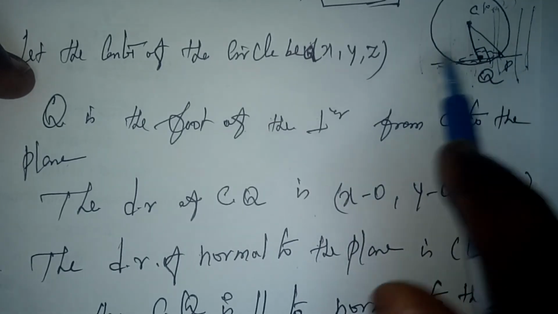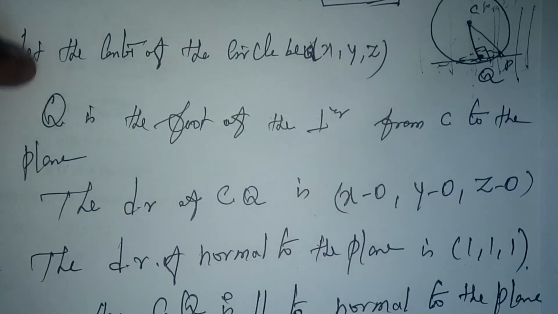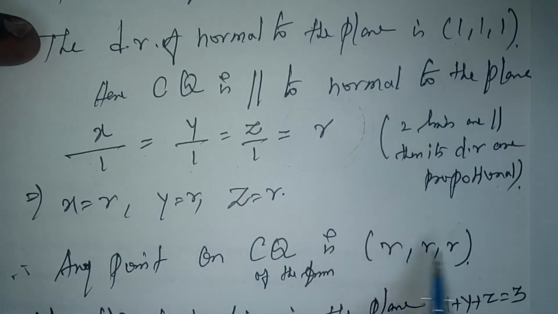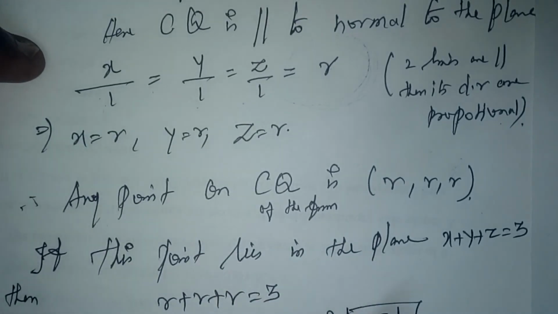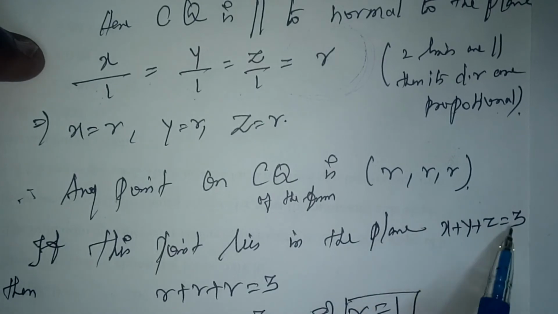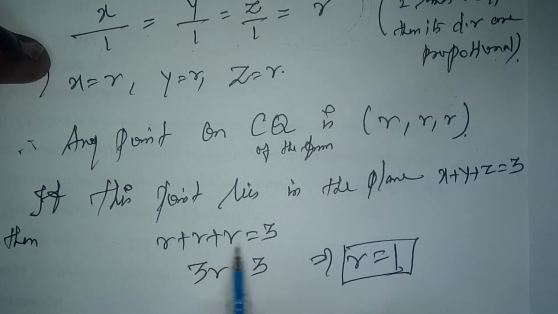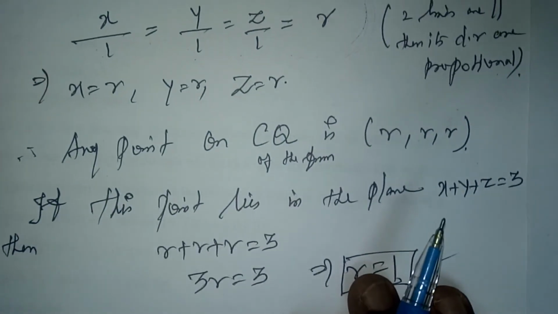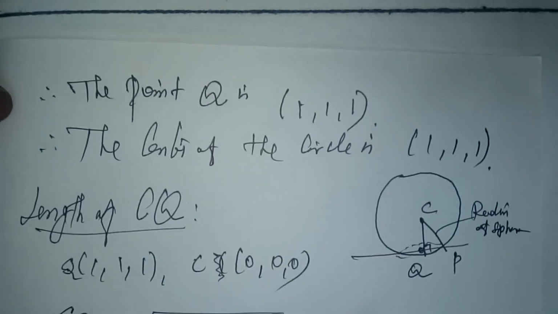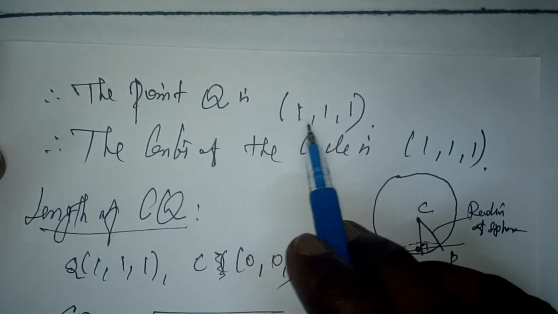I am going to consider that Q lies on the plane, so this point must satisfy the equation of the plane. So I substitute x equal to r, y equal to r, z equal to r in x plus y plus z equal to 3. So r plus r plus r is equal to 3, and I get the value of r equal to 1. So the point Q is r, r, r, that is 1, 1, 1.